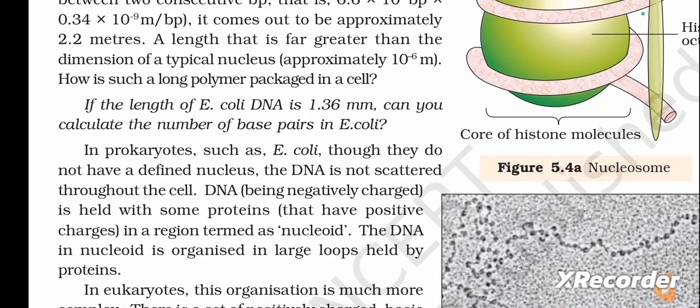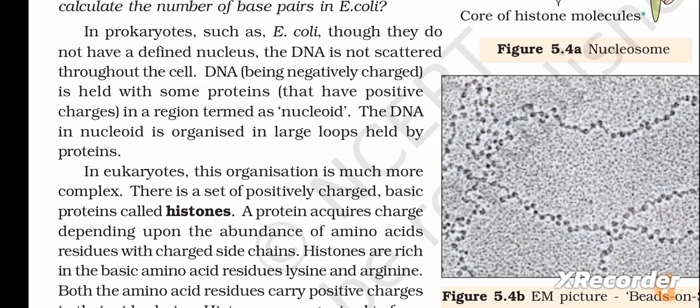If the length of Escherichia coli DNA is 1.36 mm, can you calculate the number of base pairs in E. coli? In prokaryotes such as E. coli, though they do not have a defined nucleus, the DNA is not scattered throughout the cell. DNA, being negatively charged, is held with some proteins that have positive charges in a region termed as nucleoid. The DNA in nucleoid is organized in large loops held by proteins.